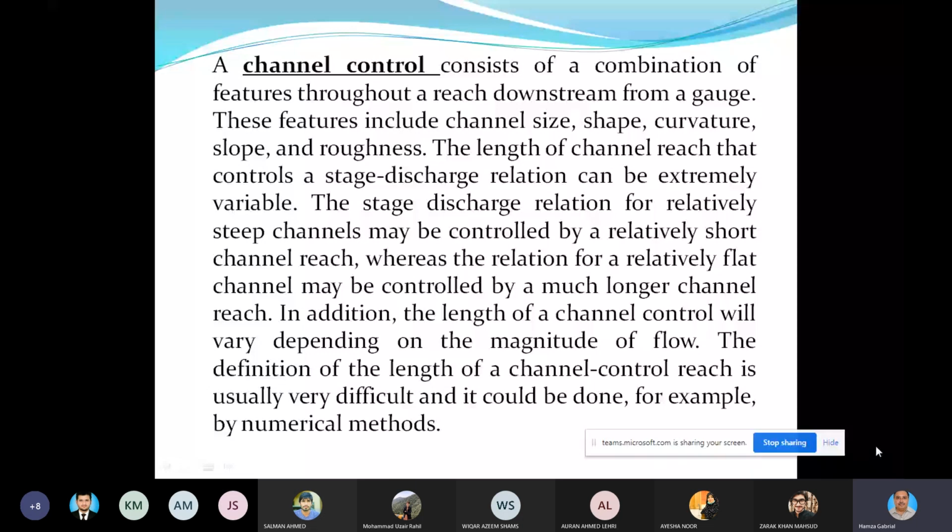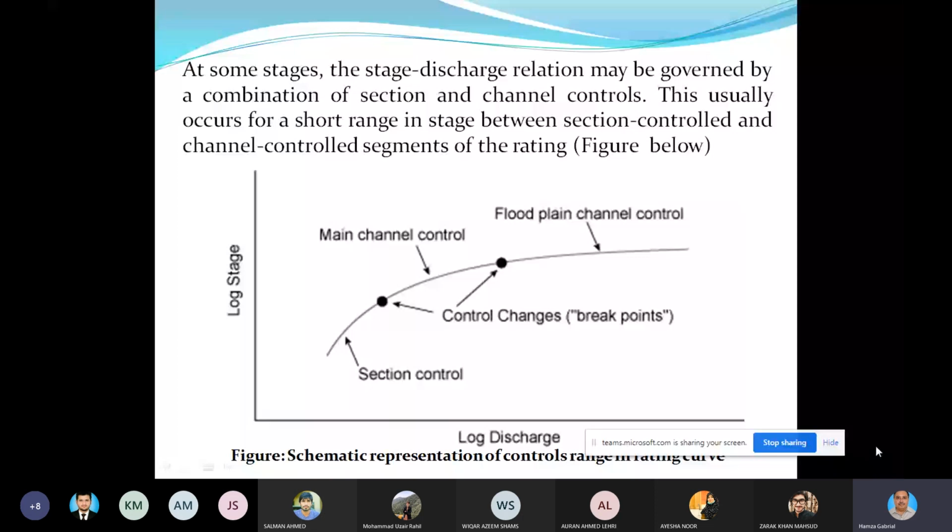Then the third type is the floodplain channel control. If you see the bottom figure and plot the discharge and stage on a log scale, you see that at lower levels of stage, the channel is controlled by the section control. But when the stage rises, there is a breakpoint where the control changes from section control to main channel control.